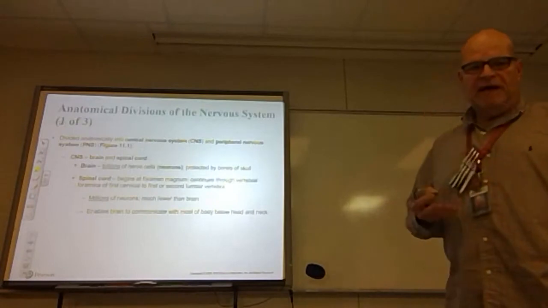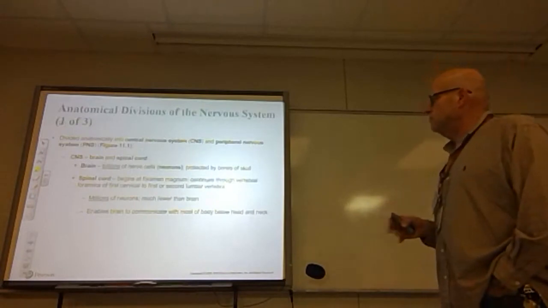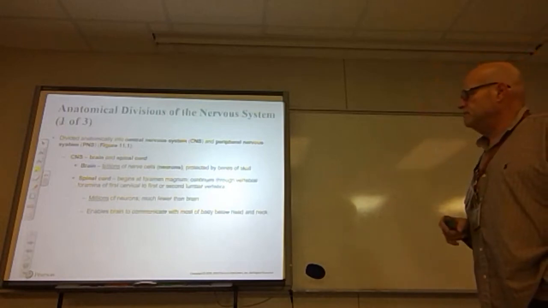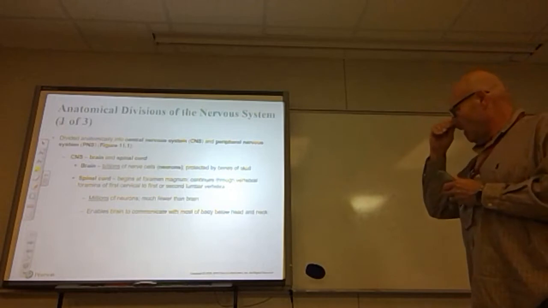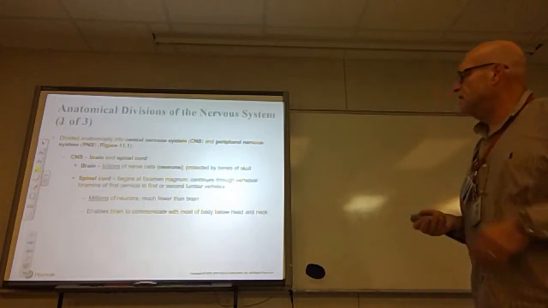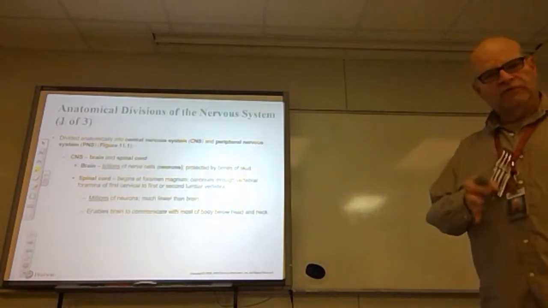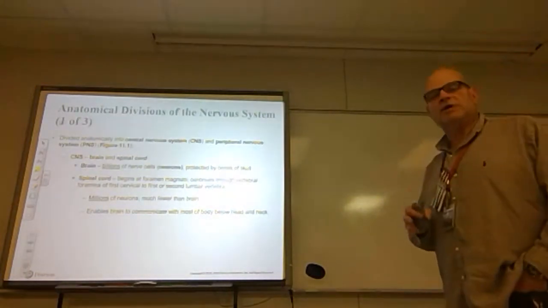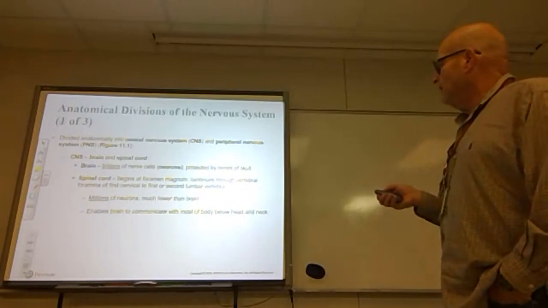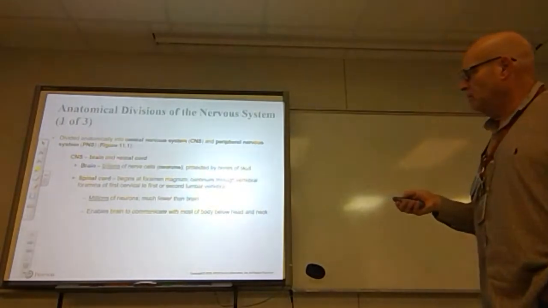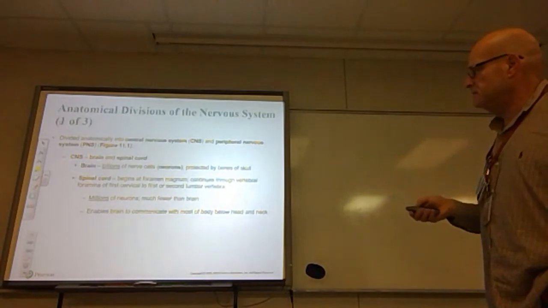The nervous system is divided anatomically into the central nervous system and the peripheral nervous system. The central nervous system is the brain and the spinal cord. The brain has billions of nerve cells, which are called neurons. We talked about them a little bit earlier in the semester when we talked about tissues back in around chapter 4 or 5. This area is protected by the bones of the skull, the brain, that is.